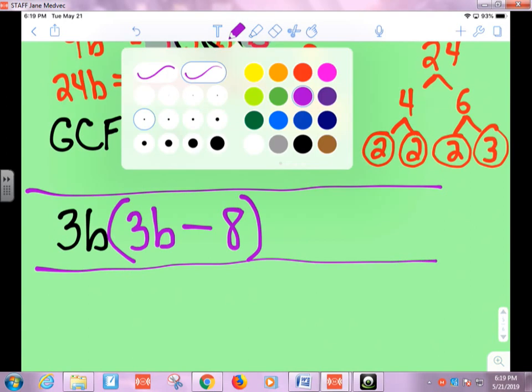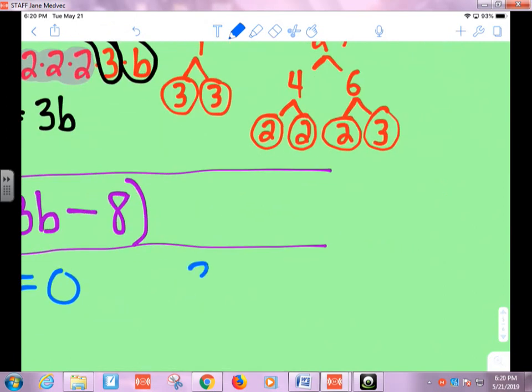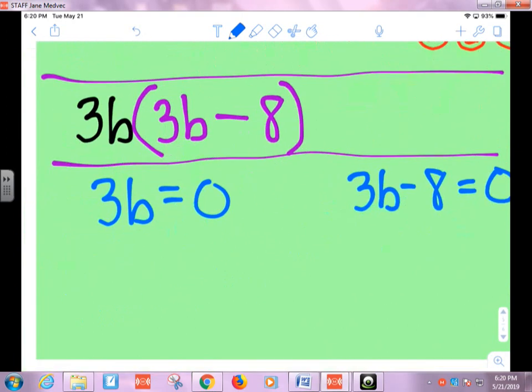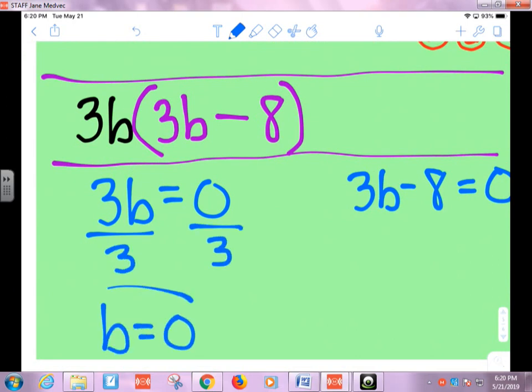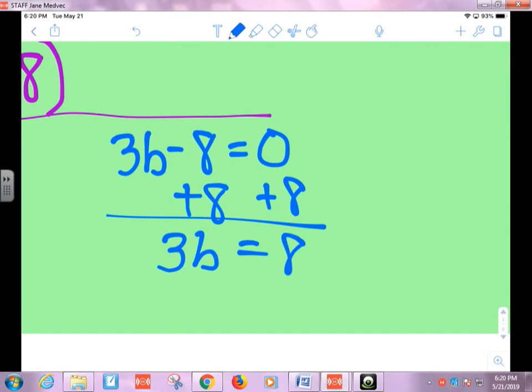Now what I'm going to do is solve. So I'm going to go 3b equals 0. That's my first term. And the other term in parentheses is 3b minus 8, and I'm going to set it equal to 0. So I'm going to divide by 3. b equals 0. That's my first answer. Now it just happens that that's going to be our first answer. That's not always true, but it is with this case. And then over here I'm going to add my 8. 3b equals 8. And then I'm going to divide by my 3.